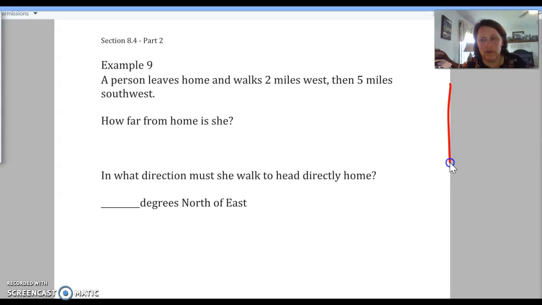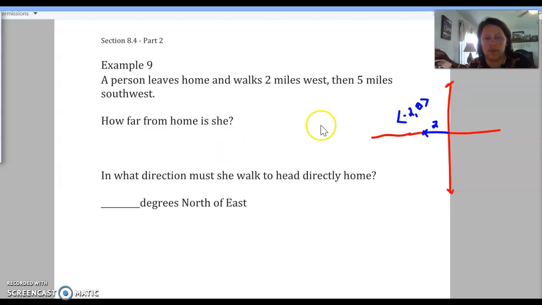So we've got this person, they leave and they walk 2 miles west, so this vector's component form is going to be -2, 0, with magnitude of 2. And then after that, the person goes 5 miles southwest.